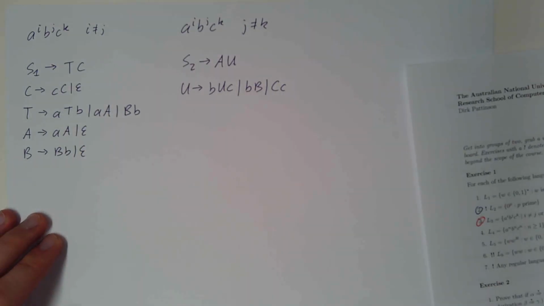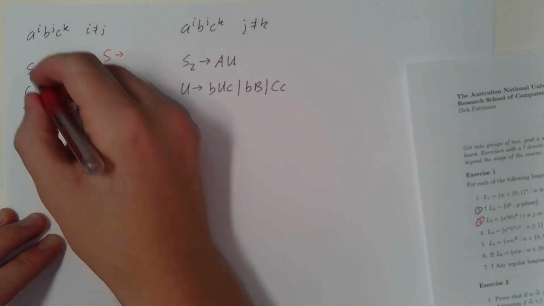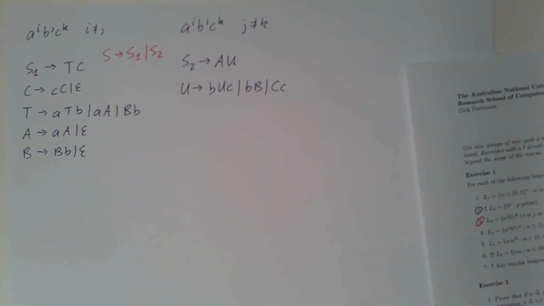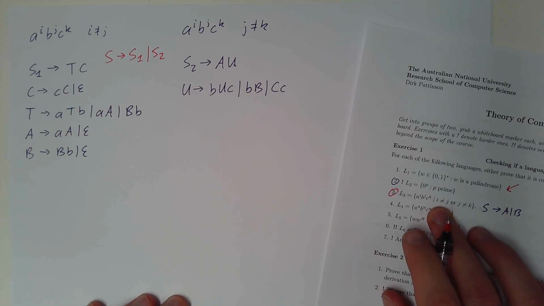And then all I've got to do to get either one of these is make a new start state that can either choose the S1 path, or it can choose the S2 path. And so because we've created a grammar for this language, this demonstrates it is a context-free language.